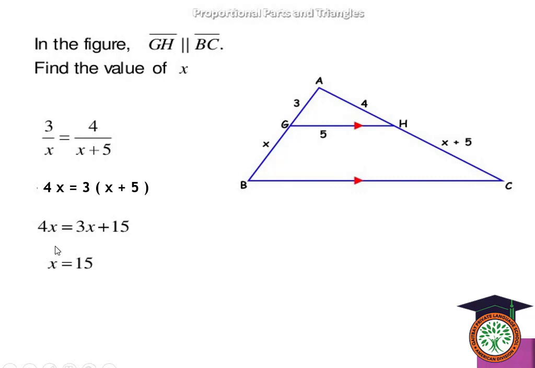Let's simplify our equation here. So 4x, I wrote 4x as it is, equals, let's multiply 3 by x and then 3 by 5. 3 times x equals 3x, and 3 by 5 equals 15. Here I have an equation, so I can solve it easily. So 4x here minus 3x will be x. And here the final answer will be x equals 15. So the length of this side equals 15, and I found the value of x.